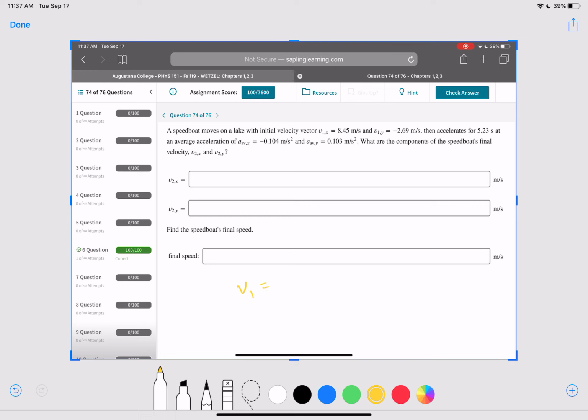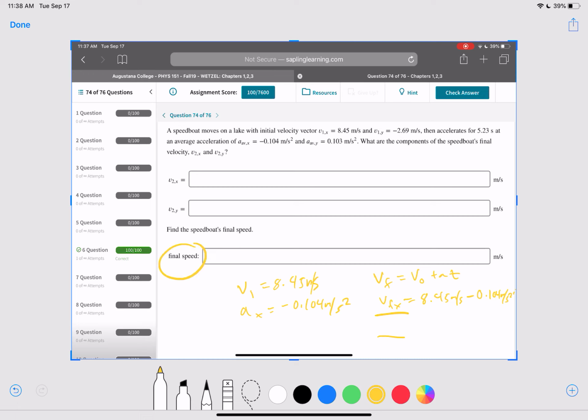V1 is 8.45 meters per second. The acceleration is, in the x direction, negative 0.104 meters per second squared. Okay, what is the component of the final velocity? And we're doing it for 5.23 seconds. So v final is equal to v initial plus acceleration times time. So our final x velocity is our initial x velocity, 8.45 meters per second, minus 0.104 meters per second squared times 5.23 seconds. Boom, that's our new x velocity component. And then we'll do the same thing for y.